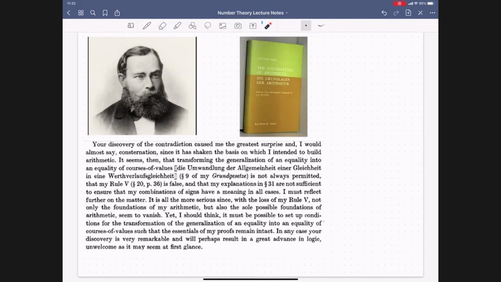informed him of what now is known as Russell's paradox, and how in an unfortunate circumstance it just derailed all of Frege's program. And so Frege responded, "Your discovery of the contradiction caused me the greatest surprise, I almost say consternation, since it has shaken the basis on which I intended to build arithmetic. It seems, then, that transforming the generalization of an equality into an equality of course of values is not permitted, that my rule of 5 is false, and so this is a given collection of objects, there's a set that contains them, and that my explanation in section 31 are not sufficient to ensure that my combinations of signs have a meaning in all cases."